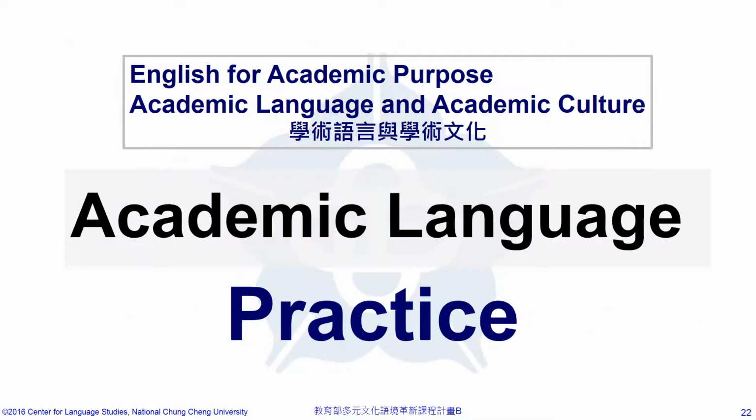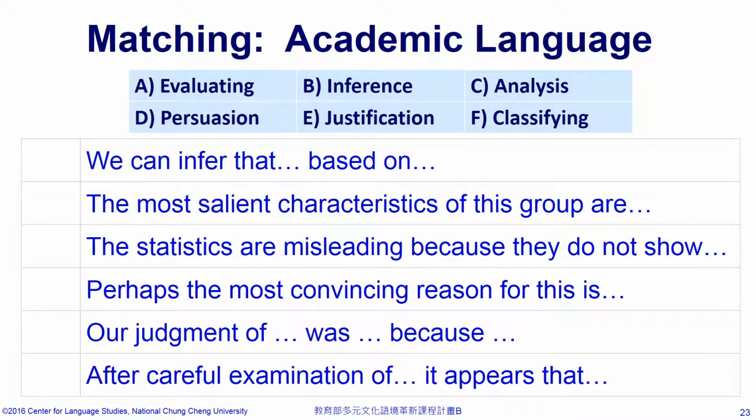Okay, let's practice what we've learned. Can you identify the function of each sentence? The first one is clear. It is an inference. The second one is classifying, since it is talking about characteristics of groups. The third one tries to persuade readers by explaining why the statistics are misleading.